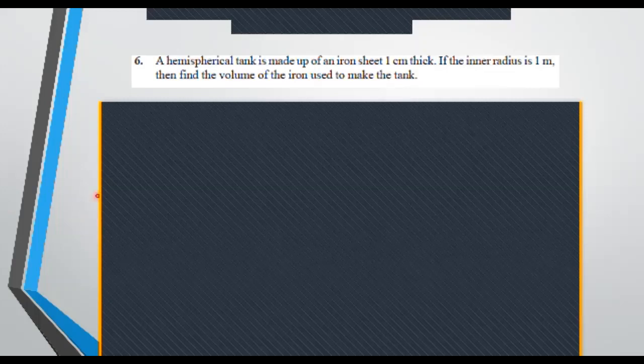How will you find the volume of the iron used to make the tank? It is 2/3 pi r cube. Substitute the values very carefully into the formula.